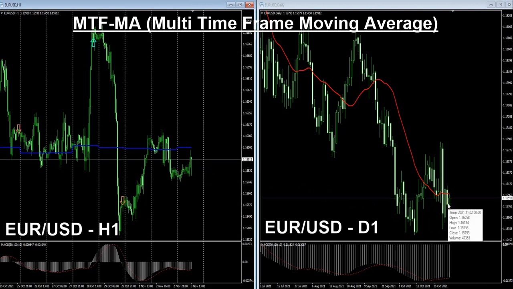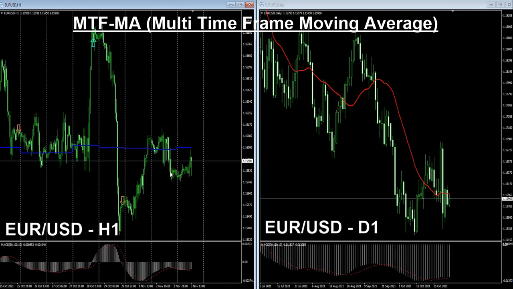So really, this indicator simply removes the issue of changing time frames all the time, back and forth, checking, is price below the moving average on the daily chart? Because I want to take my entries and exits from the 1 hour chart.